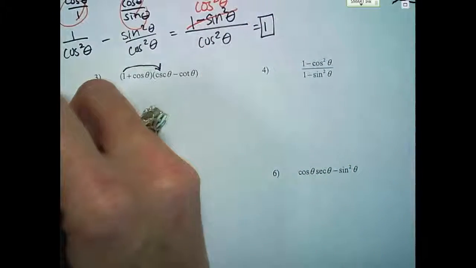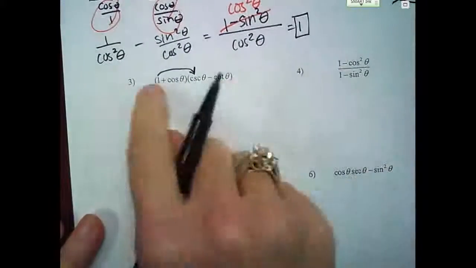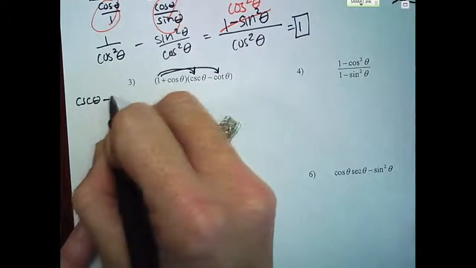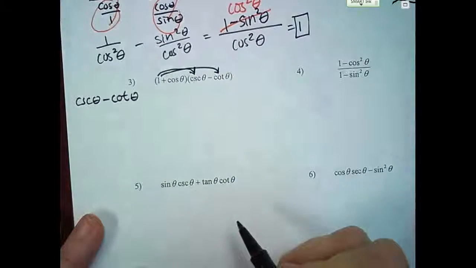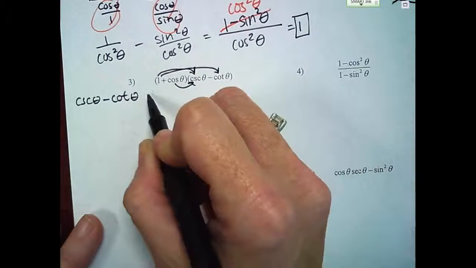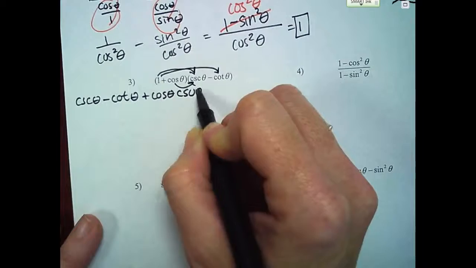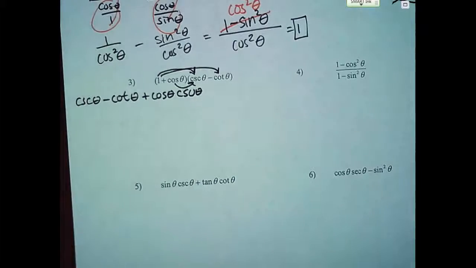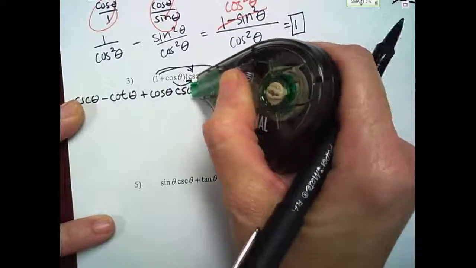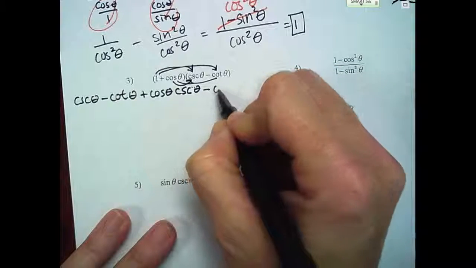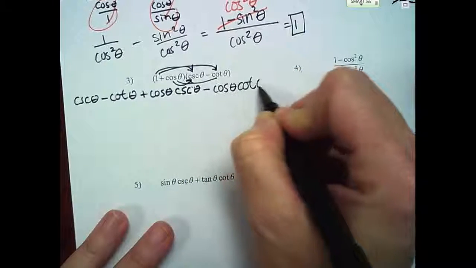You ready? Start way over here so you have lots of room. So 1 times cosecant is cosecant theta. 1 minus cotangent will be negative cotangent theta. Now go this way. Plus a cosine of theta times a cosecant theta. It's a bad C, sorry. And my last step would be minus a cosine theta cotangent theta.